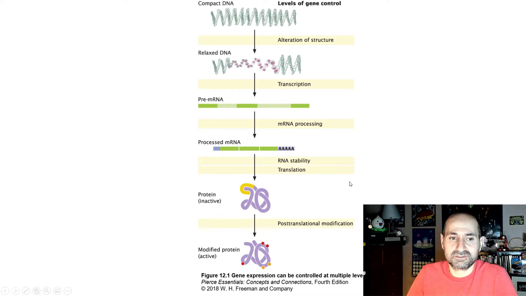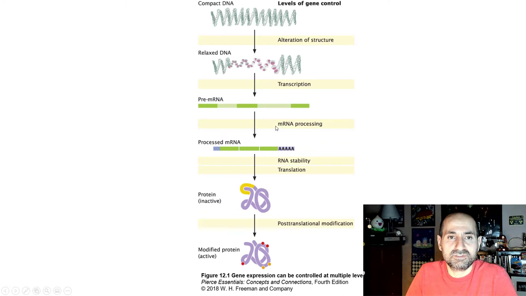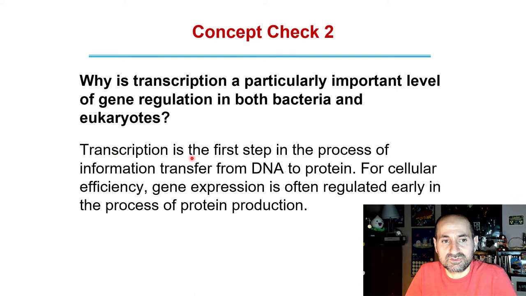So look at this. Why is transcription a particularly important level of gene regulation out of these levels that we just talked about? Why is transcription a particularly important level in both bacteria and eukaryotes? Well, just like we just mentioned, transcription is the first step of the process of information transfer from DNA to protein. For cellular efficiency, gene expression is often regulated early in the process of protein production because you're not going to waste all that time copying the DNA into mRNA, then processing that pre-mRNA into mRNA, that's a lot of work, if you're just not going to use the gene product later on.